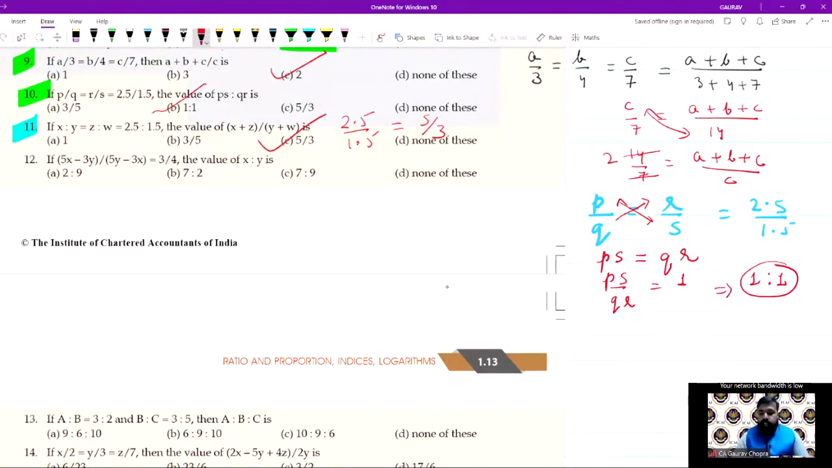So everybody has given the answers as 5/3. Next. Now next you can try the 12th one. 5x minus 3y upon 5y minus 3x. So you have to find out the ratio of x and y. So how can we calculate? Let's try.